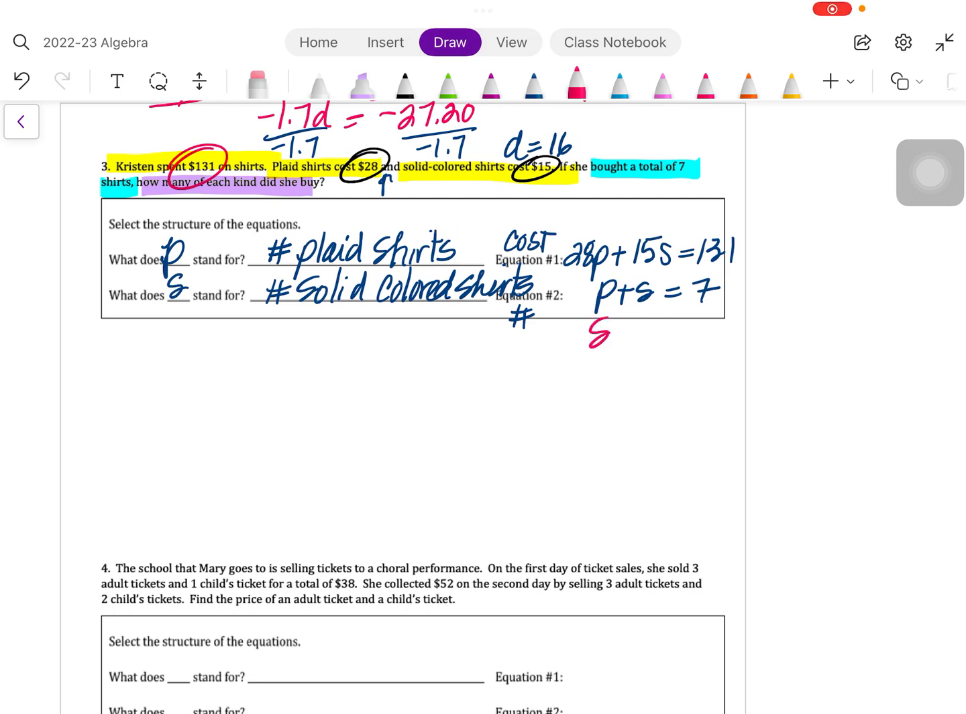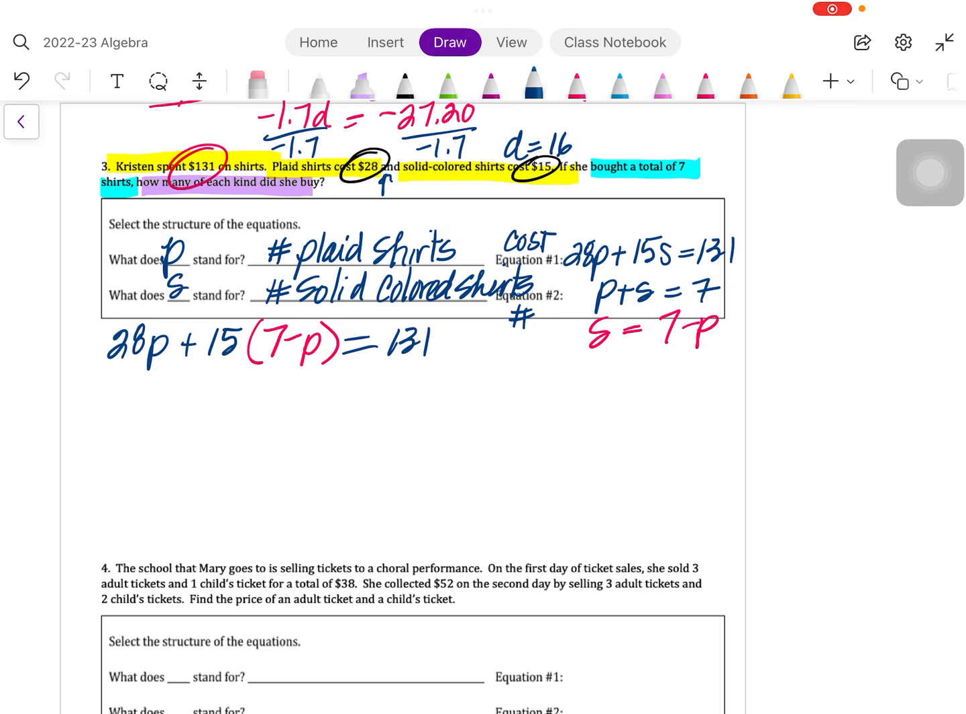That is my preference. So I'm going to go with the flow and say S equals 7 minus P. Okay, you could have also said P equals 7 minus S, and you could have solved that way. So let's go ahead and start by substituting that value of S into the first equation. So I'm going to start by saying 28P plus 15, and then we're multiplying by 7 minus P. That's our value of S we're using and setting it equal to 131.